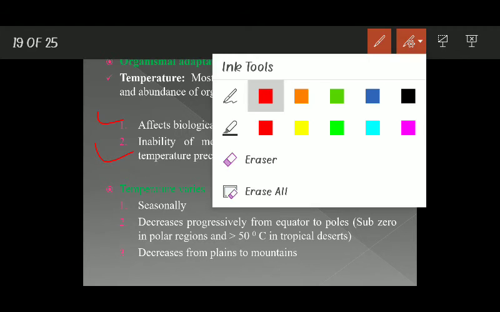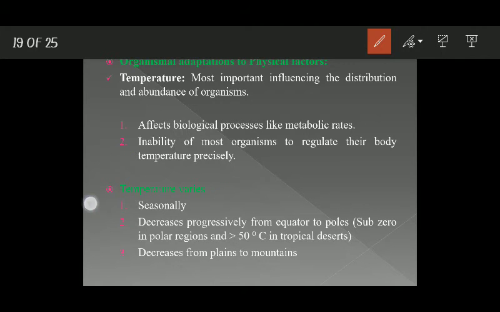This temperature varies seasonally. Okay, you know how seasons come into being because of rotation, revolution and tilt of the earth's axis. All these factors lead to the generation of different seasons. So you can say that temperature varies seasonally, and this temperature decreases progressively as we move from equator to poles. जब इक्वेटर से हम पोल्स की तरफ जाते हैं तो टेम्परेचर कम कम होता जाता है.